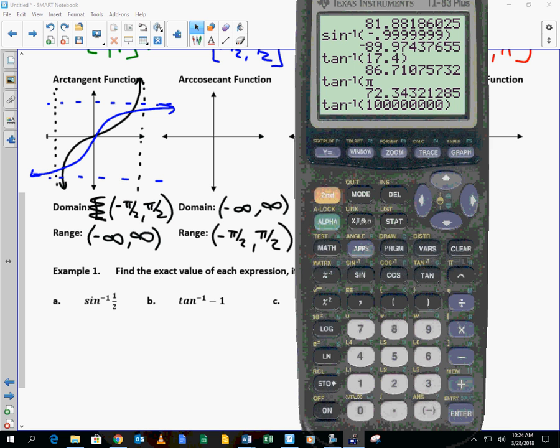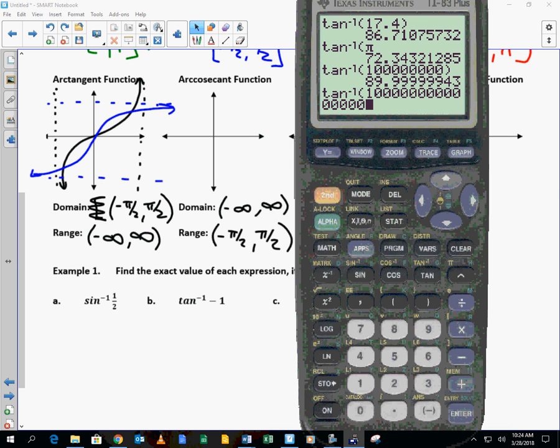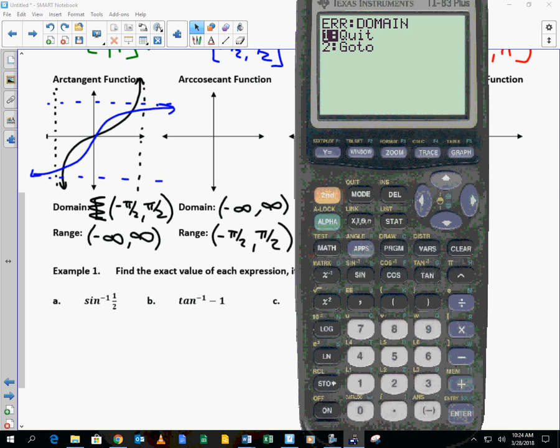Let's do more than 1 million. You see it? It doesn't matter what number you punch in. You type in the biggest number you want, and your calculator cannot, well, maybe it will. Stupid calculator. That's totally wrong, isn't it? Can't be 90. Because if you do tangent 90, you get undefined. So your calculator is too stupid.